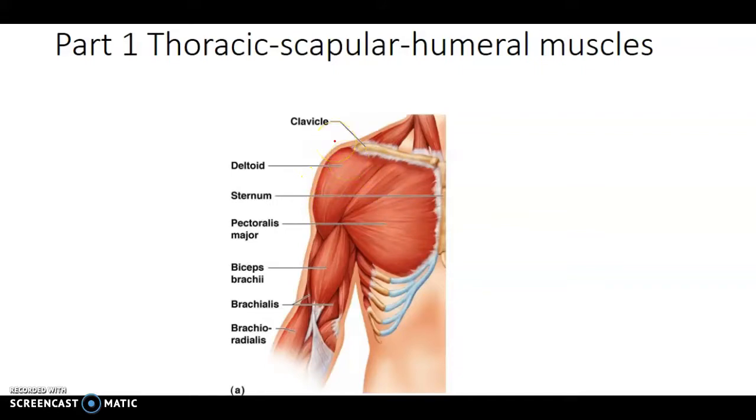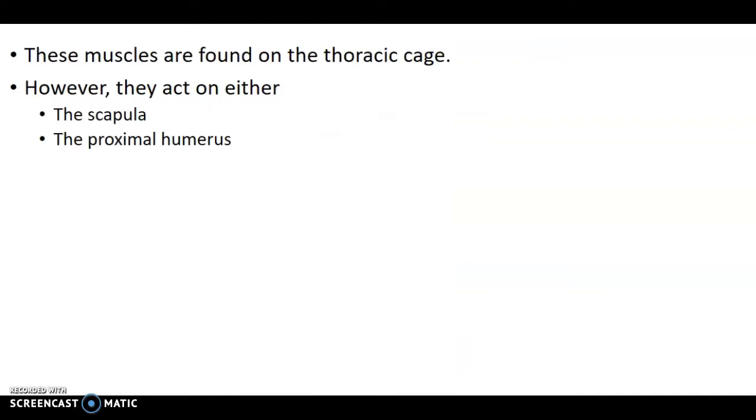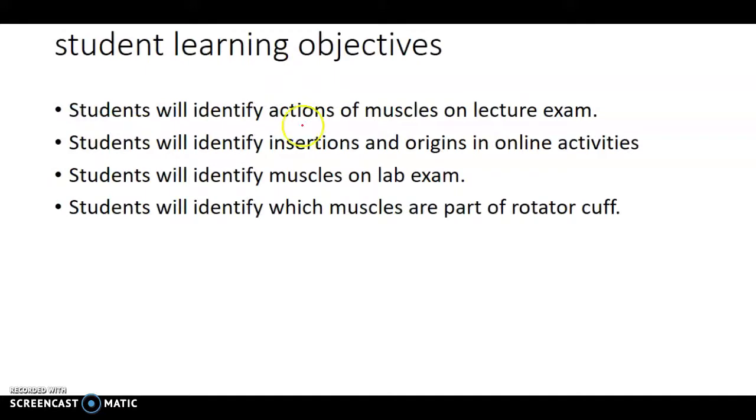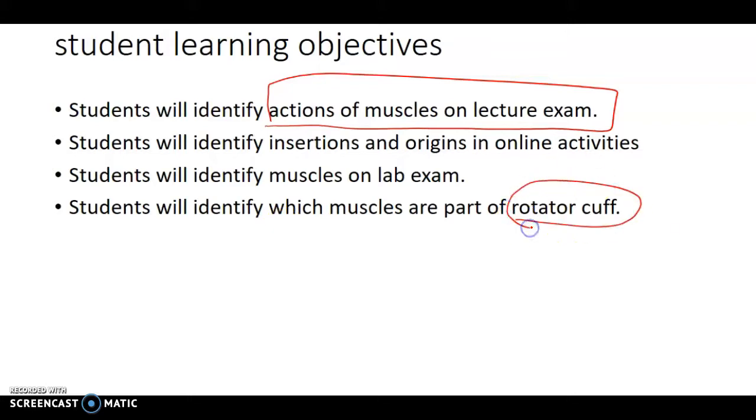So, pencils down for a second. These muscles are going to be found on the thoracic cage, but they're going to either move the scapula or the proximal humerus. So, you are going to be able to identify the actions of muscles on the lecture exam. I'm going to ask you, what does this muscle do? I might ask you also for the rotator cuff where, or what side of the scapula, these muscles are found on. For our actions and our insertions, these are going to be online activities. And we're going to identify where the muscles are on the lab exam.